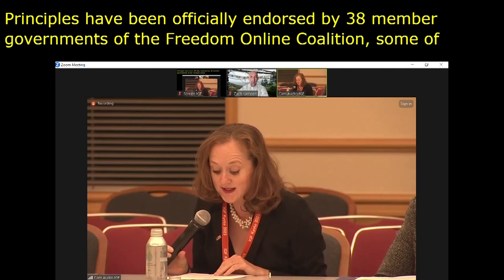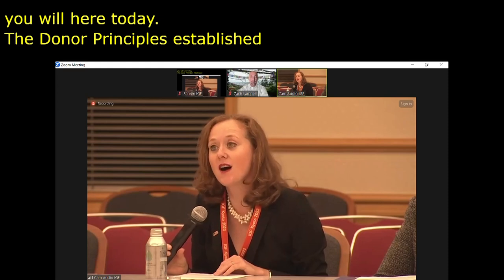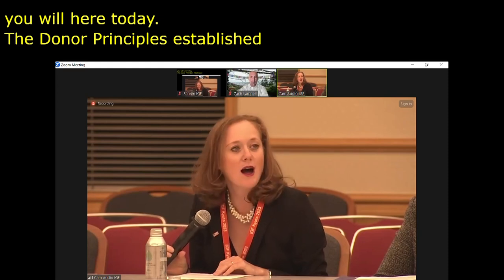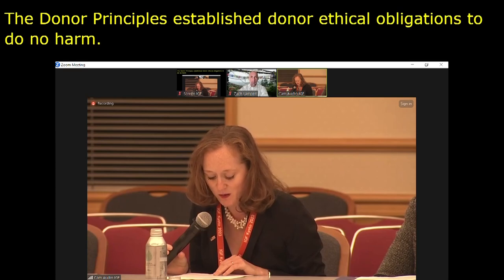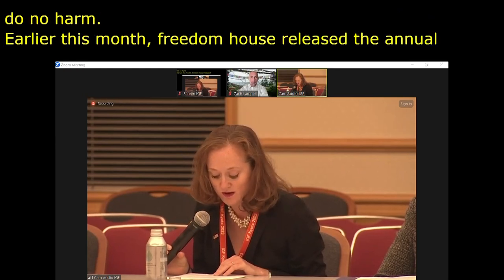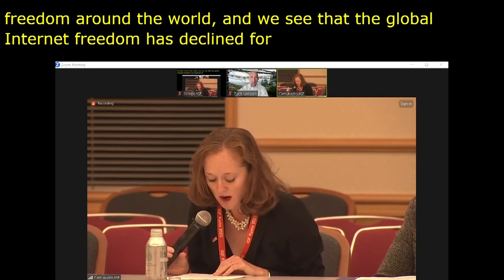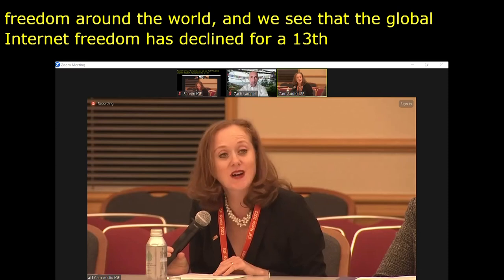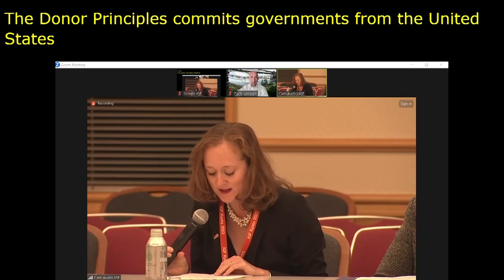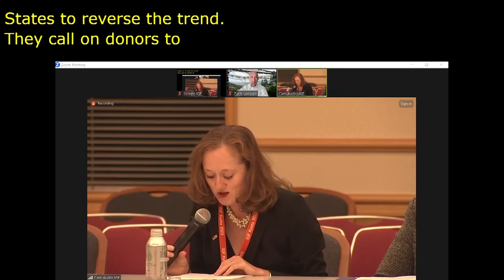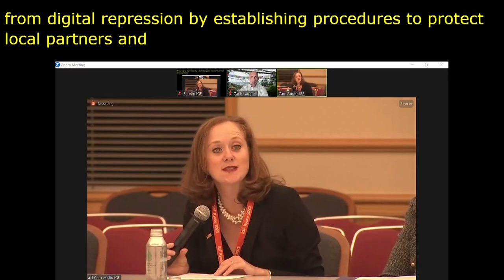The Donor Principles establish an international framework for donor accountability and cooperation on digital issues that align with donor ethical obligations to do no harm. Earlier this month, Freedom House released the annual Freedom on the Net report, a survey and analysis of internet freedom around the world, and we see that global internet freedom has declined for the 13th consecutive year in a row. The Donor Principles commit donor governments, including the United States, to reverse the trend. They call on donors to safeguard international assistance from digital repression by establishing procedures to protect local partners and communities from the potential misuse of digital technologies and data.